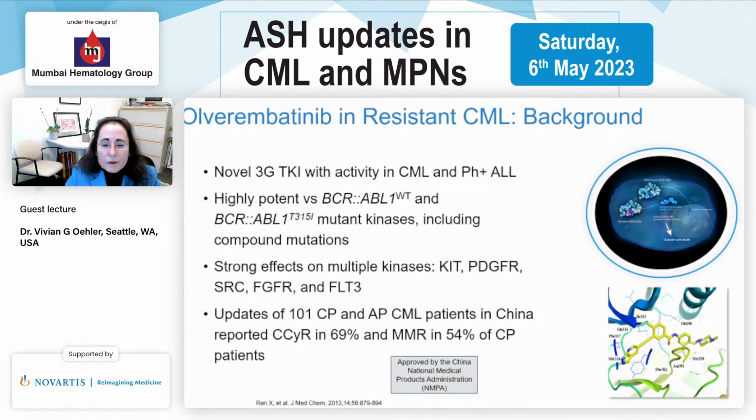So olverembatinib is a novel third-generation TKI, which has highly potent activity against BCR-ABL and also all mutated BCR-ABL, including T315I. In the 2021 ASH meeting, we heard updates of 101 chronic phase and accelerated phase patients treated in China, and the authors reported complete cytogenetic responses in 69% of patients and major molecular responses in 54% of chronic phase patients.